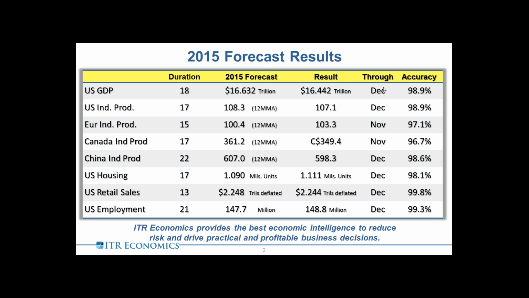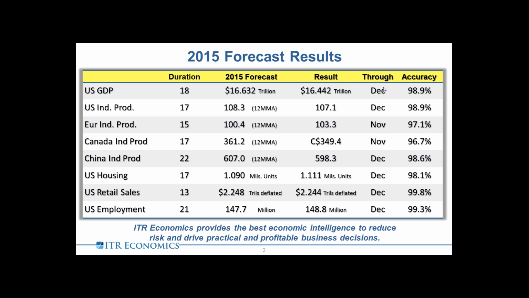The way to read this chart is to look at the name of the macroeconomic series in the left-hand column. The second column, called duration, shows you how long that forecast was in place when we measured our accuracy rating. The third and fourth columns show the forecast as it was in the beginning when we set it in place, and the actual results through the month that you can see in the following column, whether it's December or November. And finally, the accuracy rating in the final column.